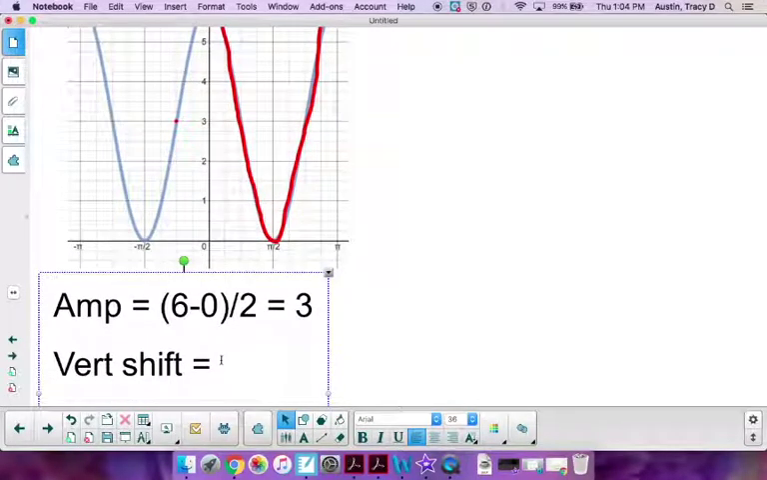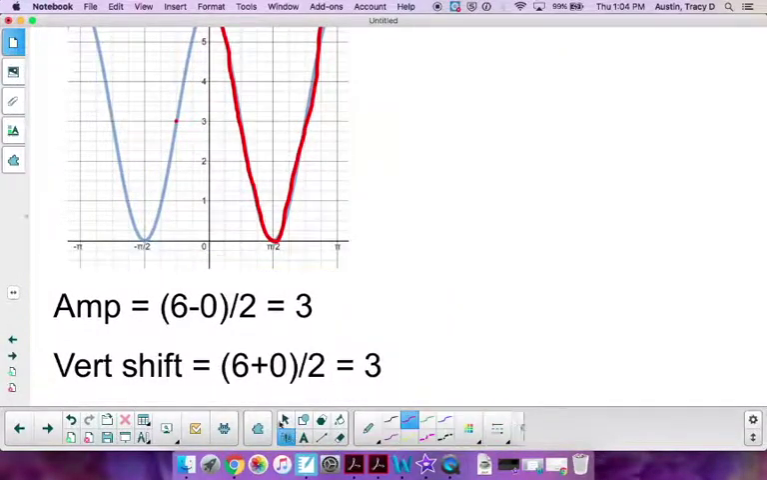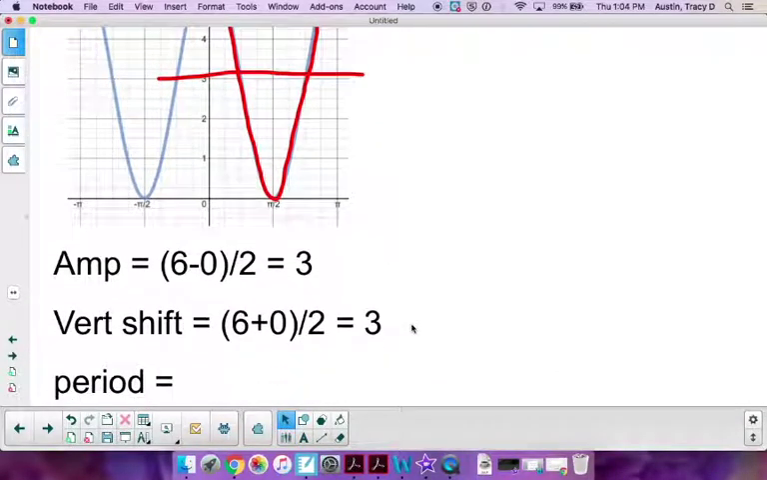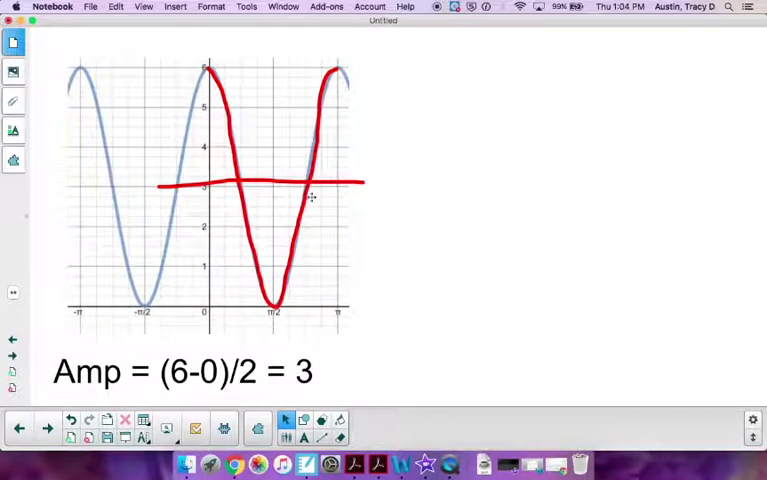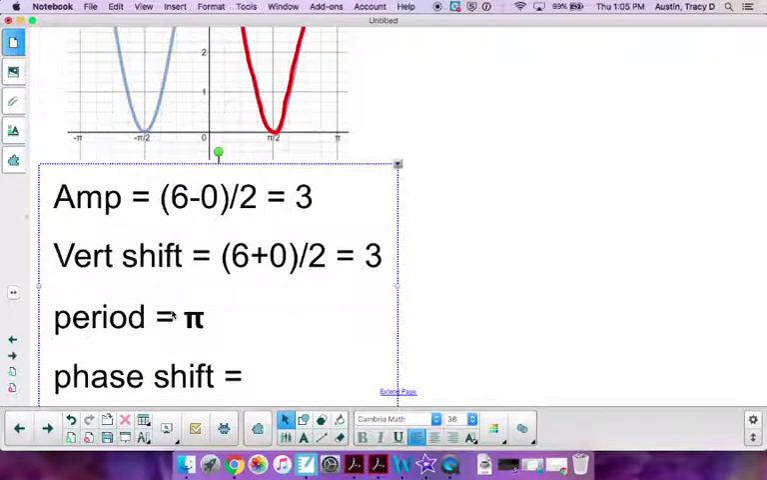Okay, so same thing, vertical shift, only now we're adding 6 plus 0 divided by 2 equals 3 as well. So my vertical shift, my midline, is actually here at 3 instead of at 0 where it's supposed to be, rather. Okay, so that is our midline. All right, period. How long for it to go through one full curve? Pi. Okay, so if our period is pi, well, do the same thing. I know it seems tedious, but do the same thing again.